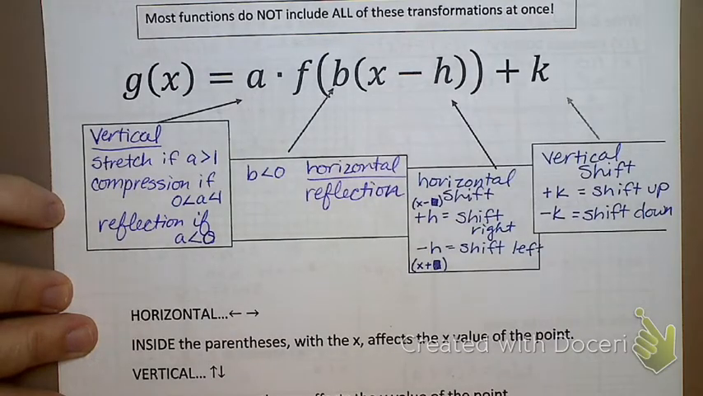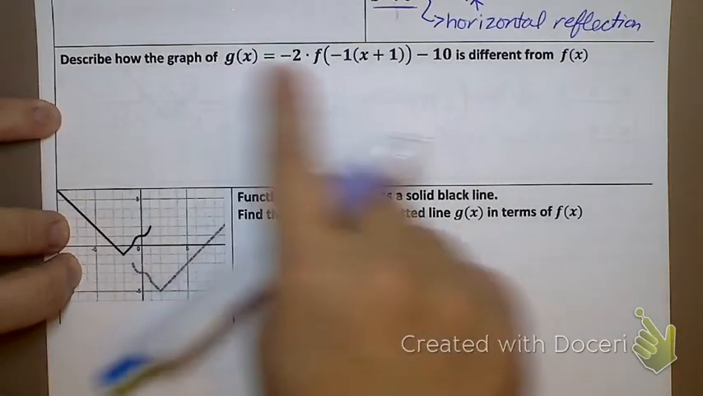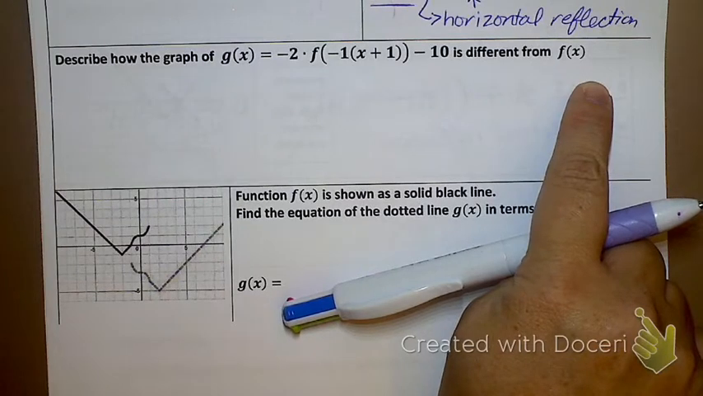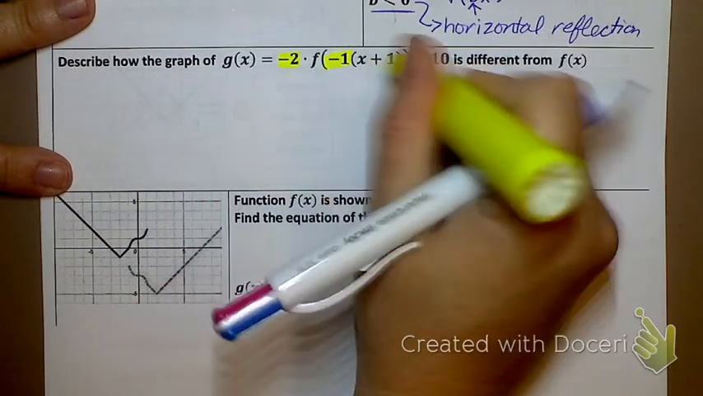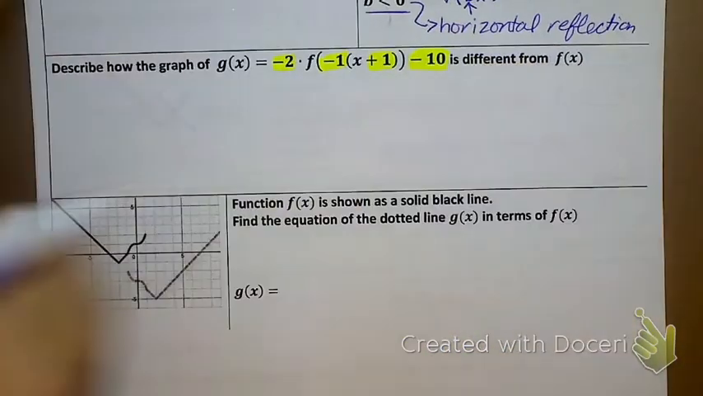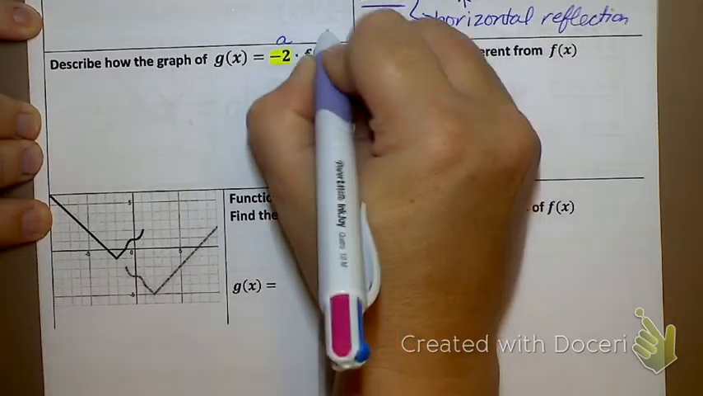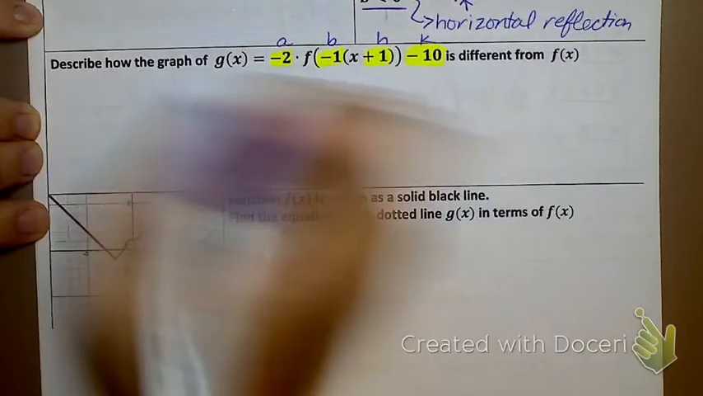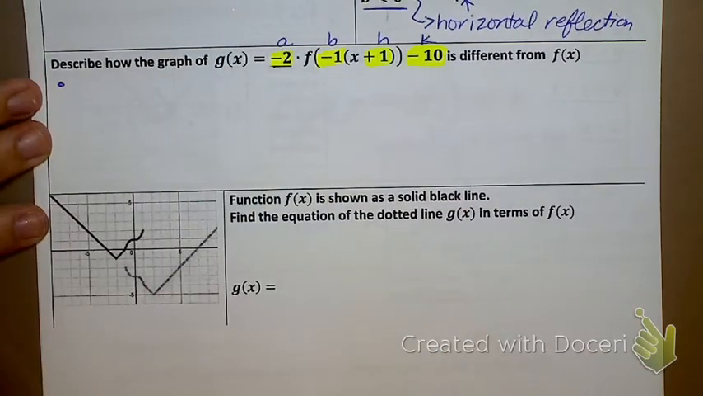All right, let's go finish off these notes then. So, describe how the graph of this nasty equation is different from f of x. When it says describe, I want you to take each of the letters, the A, the B, the H, and the K, and tell me what it's doing to the original graph. I notice that A is -2. What does a -2 for an A value tell me?